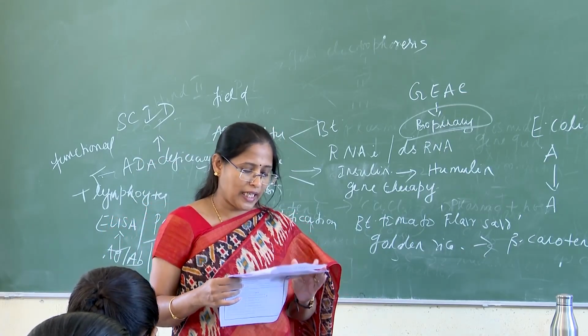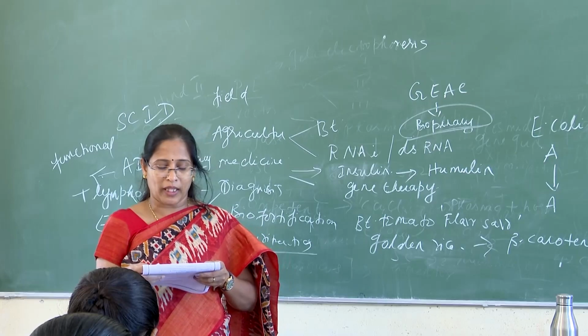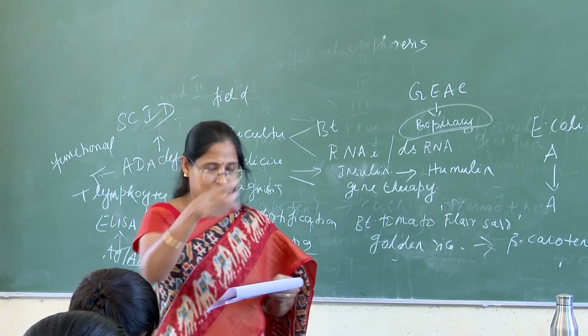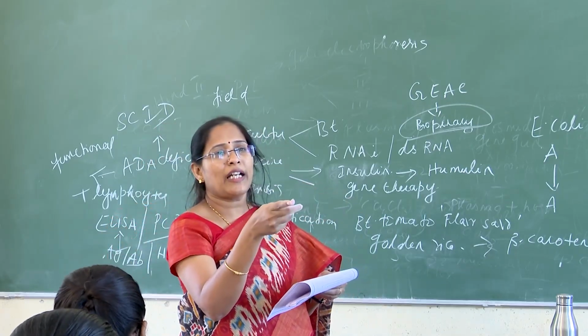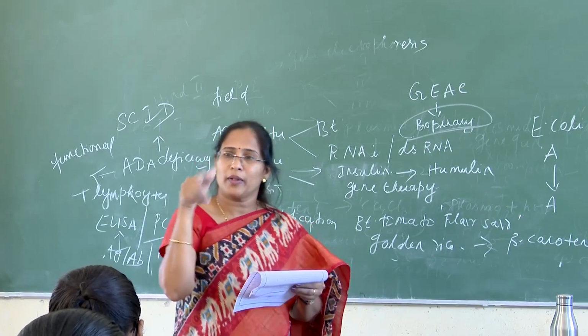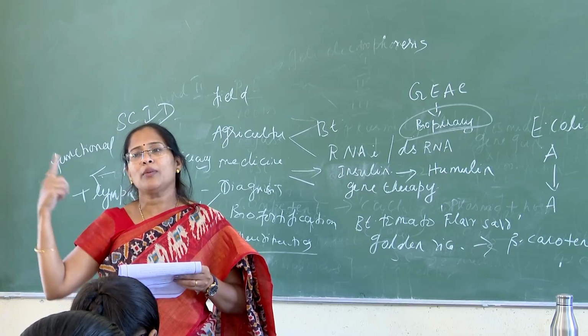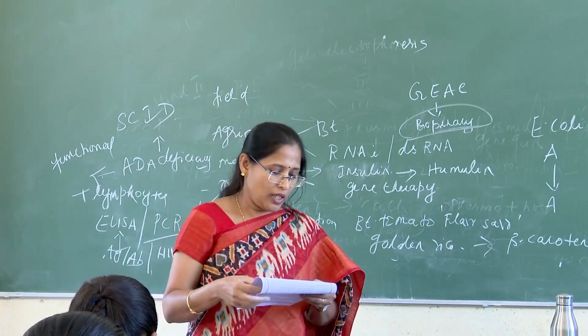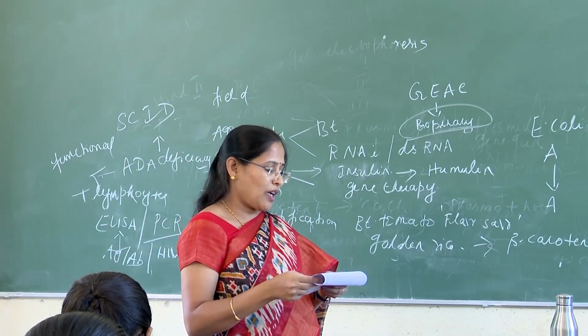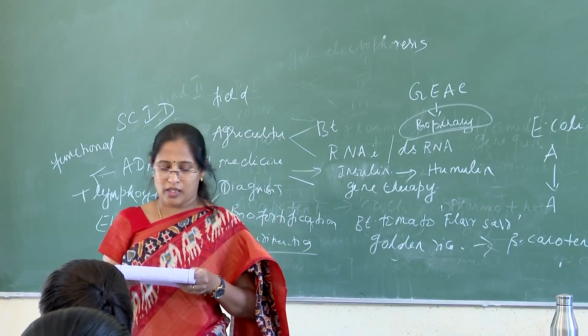Next, the role of DNA ligase in the construction of a recombinant DNA molecule is the formation of phosphodiester bonds. Understood, right? Where do they form? Between the 5' carbon of one nucleotide and the phosphate and the hydroxyl group of the other. Next, first discovered restriction endonucleases.